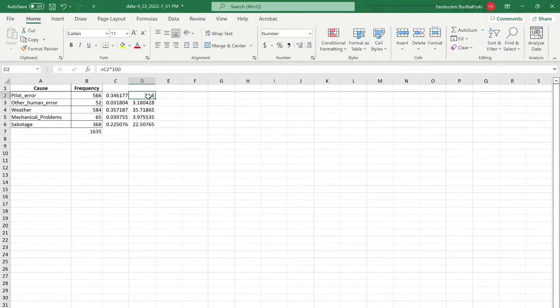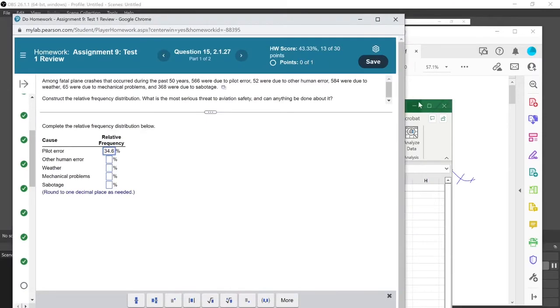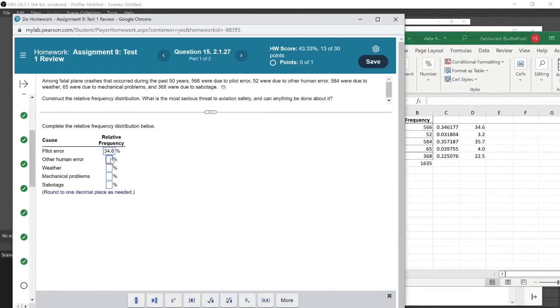It's going to just do it for me, and I'm going to scroll down, and these are the relative frequencies in percentage. So 34.6, that's for the pilot error, 34.6. The next one is 3.2, next one is 35.7, next one is 4.0, and the next one is 22.5.